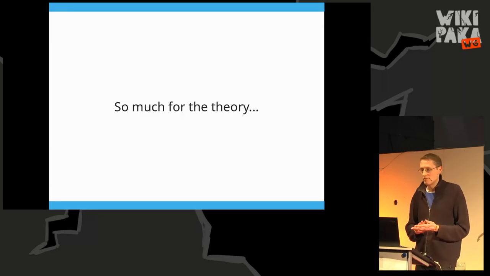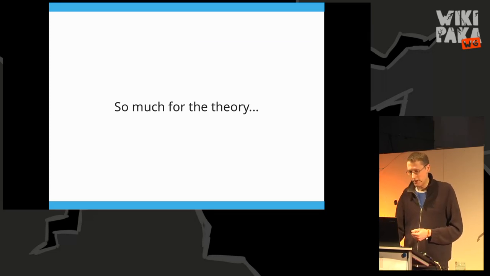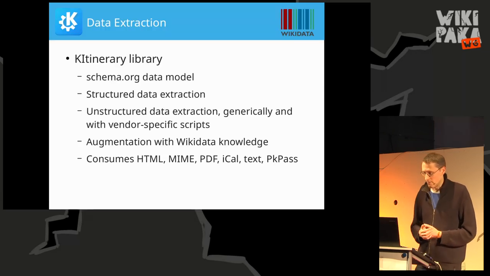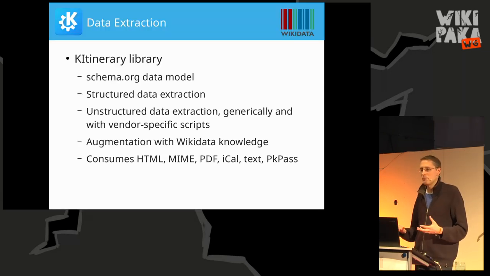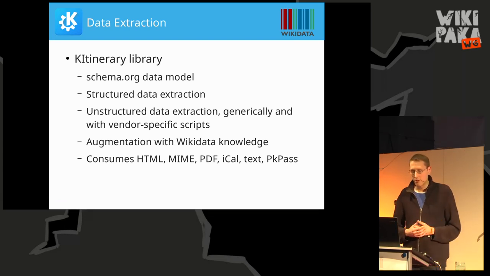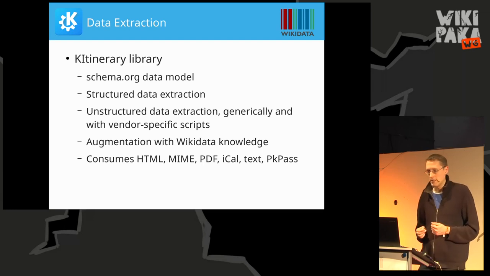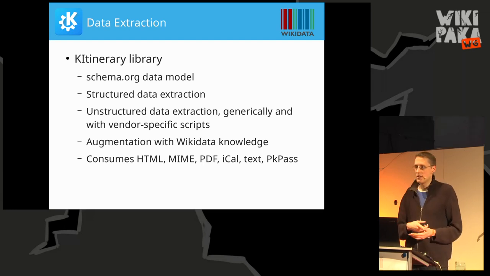Okay, so that's the theory. Let's have a look at what we have actually built for this. So there's two backend components, so to say. There's the extraction library that implements the schema.org data model for flights, for trains, for hotels, for restaurants, and for events. It can do the structured data extraction.